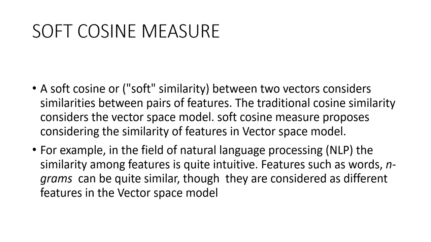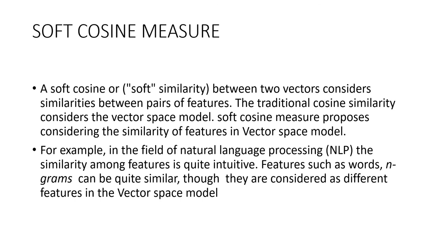Soft cosine measure: we use this method in NLP. A soft cosine or soft similarity between two vectors considers similarities between pairs of features. The traditional cosine similarity considers the vector space model. Soft cosine measure proposes considering the similarity of features in the vector space model.